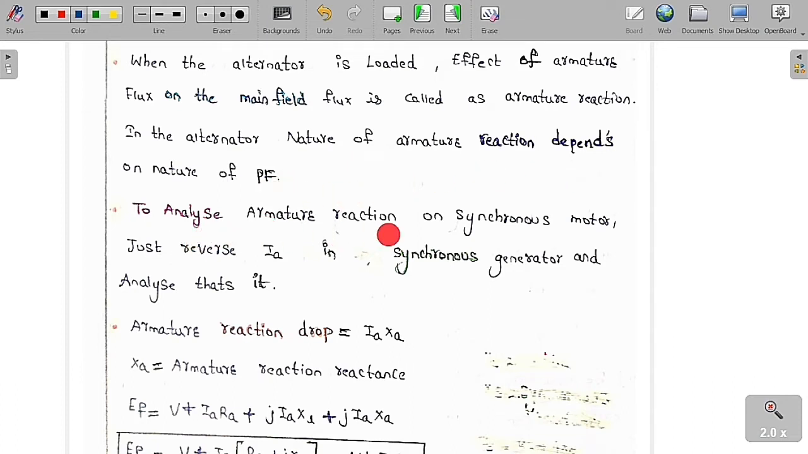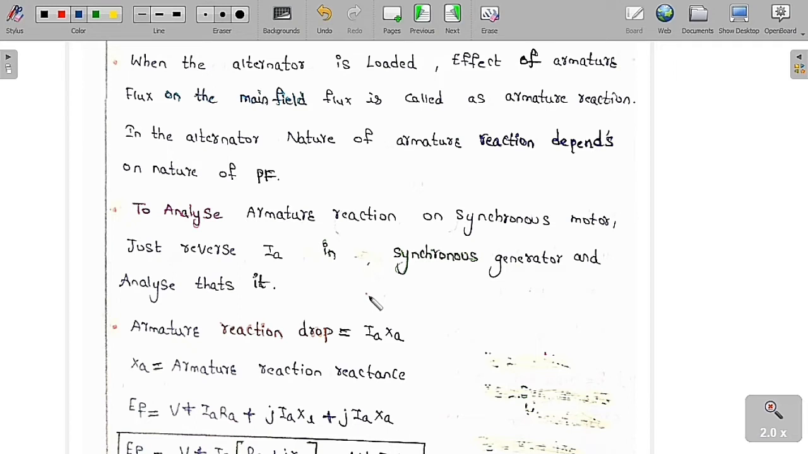To analyze the armature reaction on a synchronous motor, just reverse the IA in the synchronous generator and then analyze it. That's it. Everything is the same. If you know each and every aspect of the synchronous generator, just reverse the IA by 180 degrees, and you are going to get the analysis for the synchronous motor.